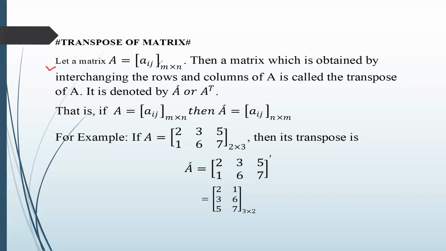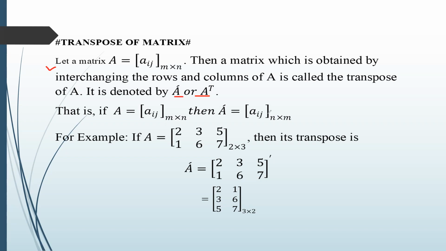Let a matrix A equal to Aij of order m by n. That means it has m rows and n columns. Then a matrix which is obtained by interchanging the rows and columns of A is called the transpose of A, and that is denoted by A dash or A transpose. That is, if A equal to Aij of order m by n, then A transpose would be of order n by m. It means here we interchange rows by columns.